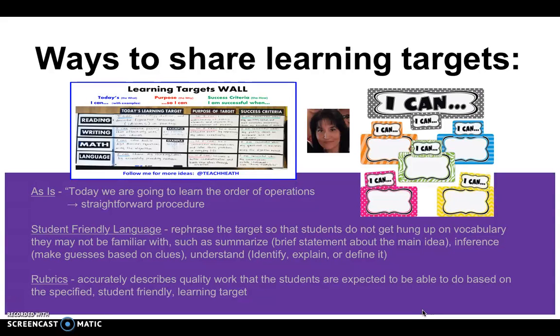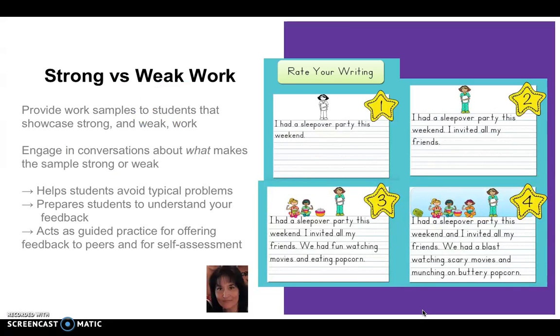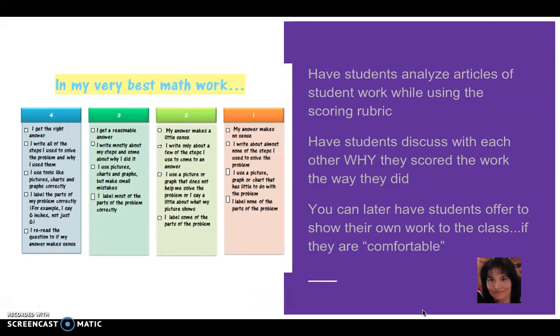Rephrase targets so that students don't get hung up on vocabulary, and use rubrics that accurately describe what they are to do. Have students rate strong versus weak work. Have the students engage in conversations about what makes the sample strong or weak. Why did they choose to grade it that way? This will act as guided practice for the students.